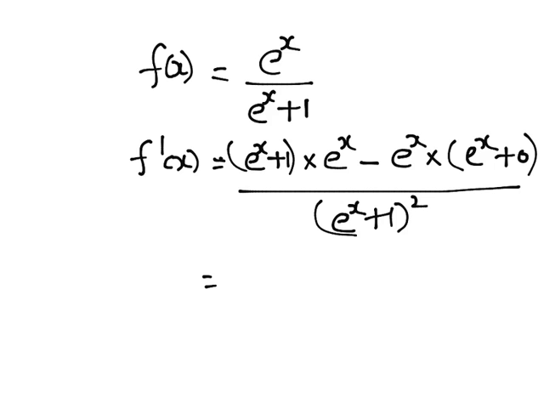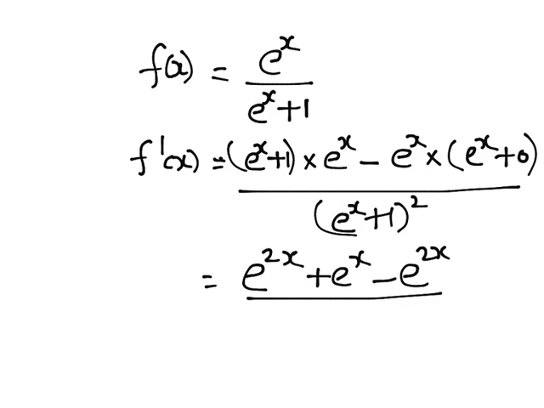So if I open the bracket, I'll get e power 2x plus e power x minus e power 2x over e power x plus 1, the whole square. So I can cancel this and this. So the final answer is e power x upon e power x plus 1, the whole square. So that is the final answer. Okay, one last sum to explain this concept of quotient rule.